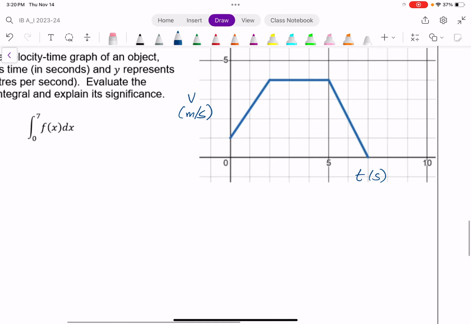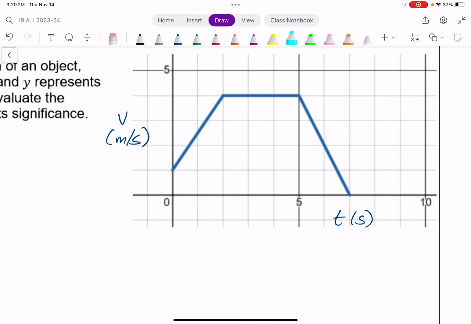Well, this time I don't need a GDC for this. I can actually just find the area directly by breaking it up into a series of rectangles and triangles. So I have a square here, I have a rectangle below, and then a couple triangles.